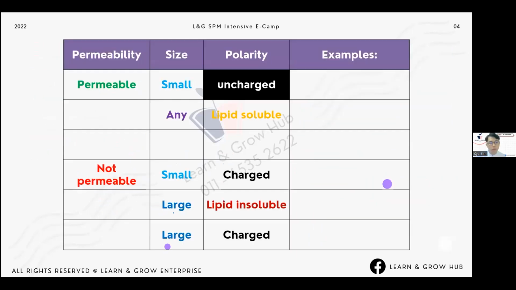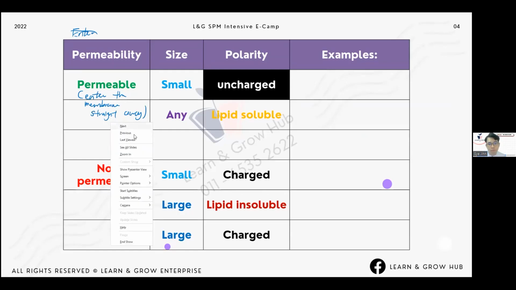Okay, so let's see here. If you want to enter the plasma membrane straight away, permeable means you can enter straight away. You have two criteria to fulfill. Okay, so if the size is small, for sure it can go through straight away.